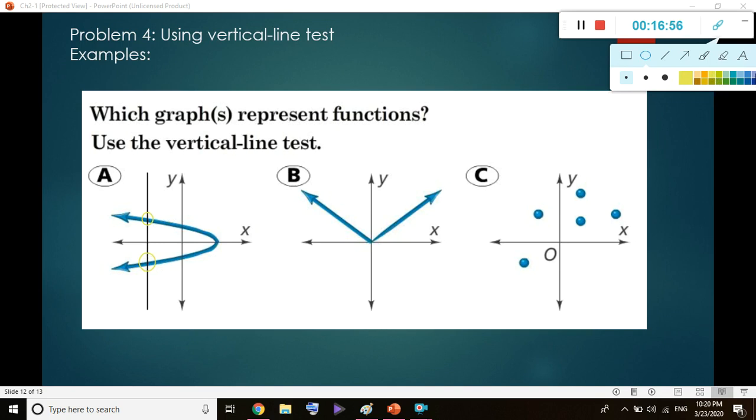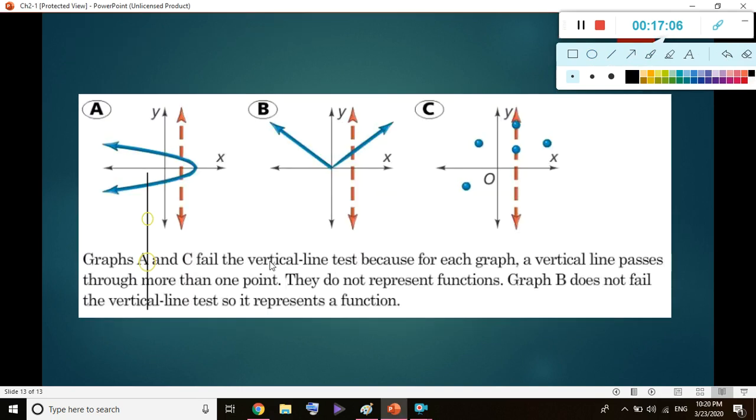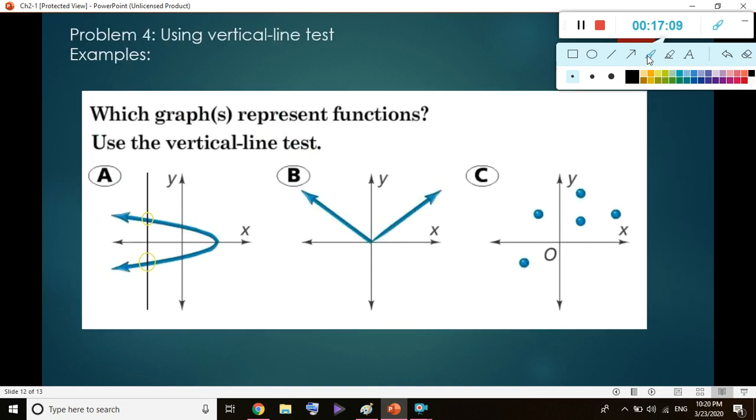So is this a function? No, it's not. Let me just write it over here. So this is not a function. Let's try this one here. Let me just try cutting it over here, or over here, or over here. Now let's see how many points does it cut. It cuts only this point. So the vertical line, how many times does it cut? One time. So what does this mean? It means it is a function.